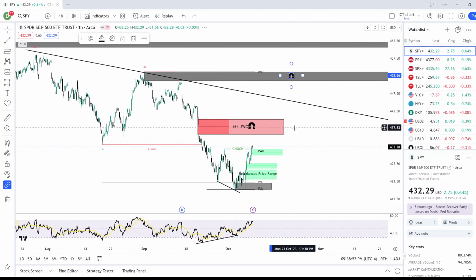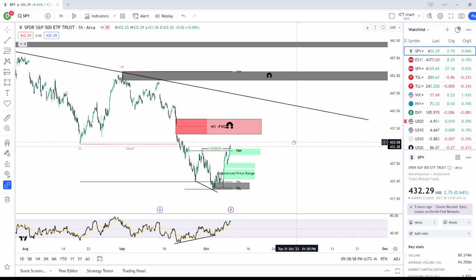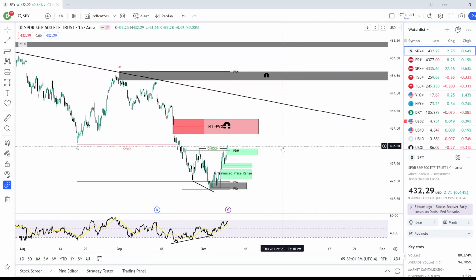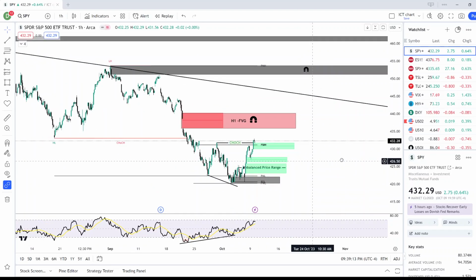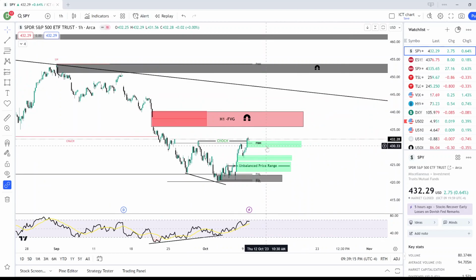So that's definitely possible. We know orders sit in order blocks. We know there's liquidity in order blocks. And so those are going to be our targets. But first we have to break this downtrend, this bearish downtrend of resistance. So right now what we're watching for on the 1 hour time frame is we're watching for this fair value gap to hold, not seeing price come back below 430.